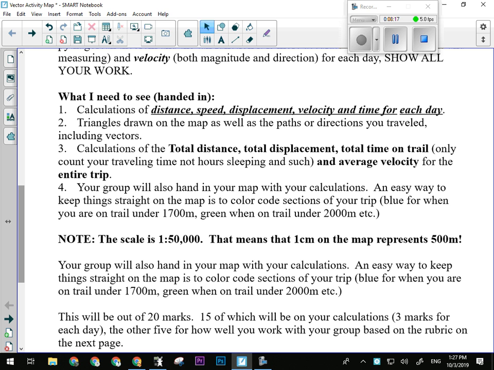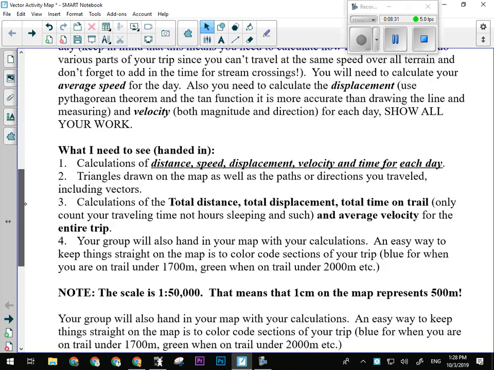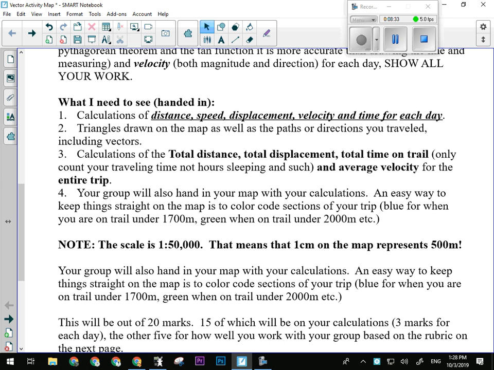Triangles drawn on the map, and your path. Everybody follow me there? So I'm going to want to see on your map what I showed you here: your paths and your triangle for each day. Then calculations of total distance, total displacement, and total time on trail. Only count your traveling time, not hours sleeping.